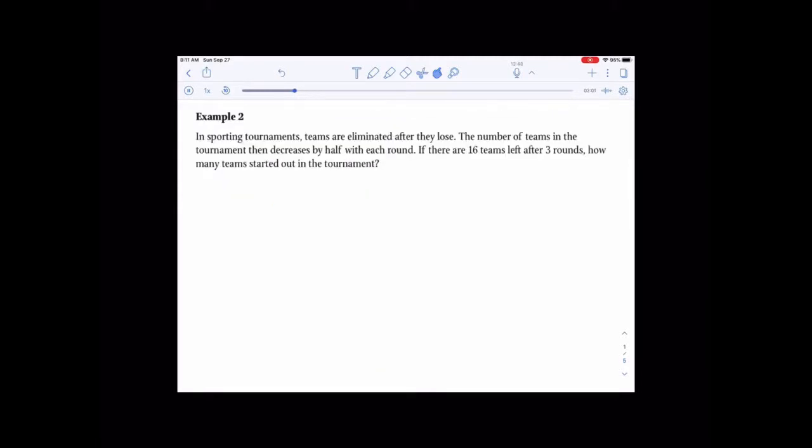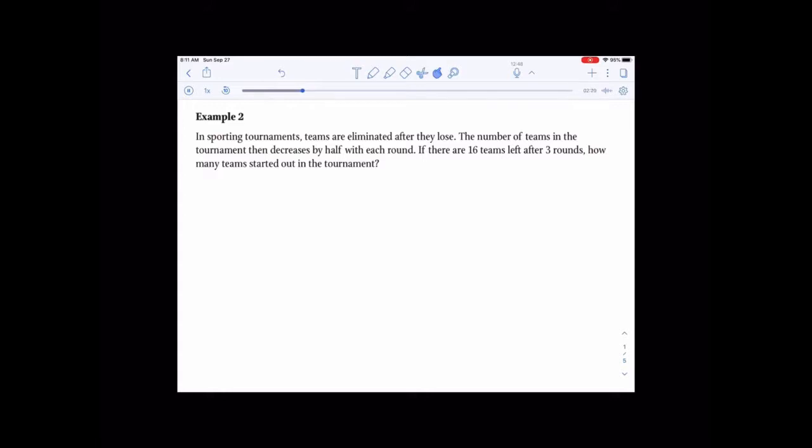Example 2. In sporting tournaments, teams are eliminated after they lose. The number of teams in the tournament then decreases by half with each round. If there are 16 teams left after 3 rounds, how many teams started out in the tournament?